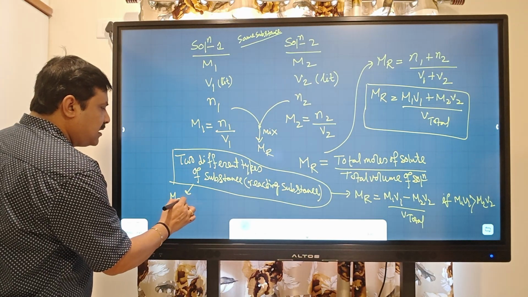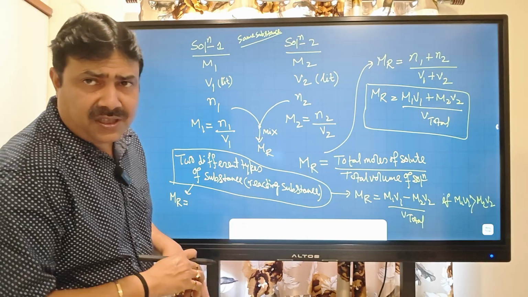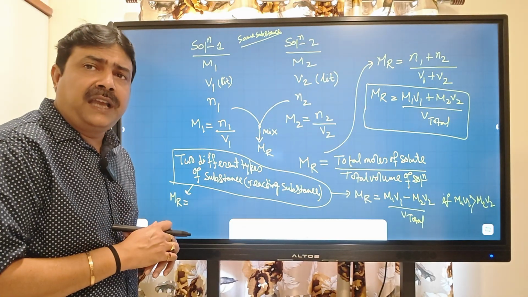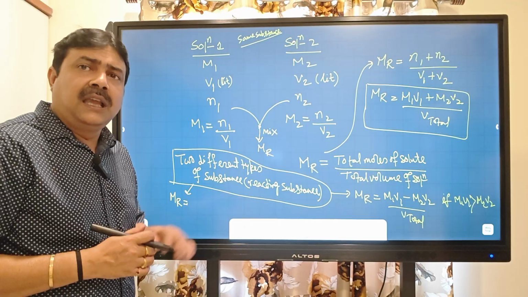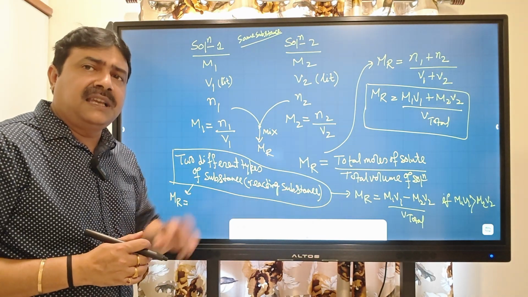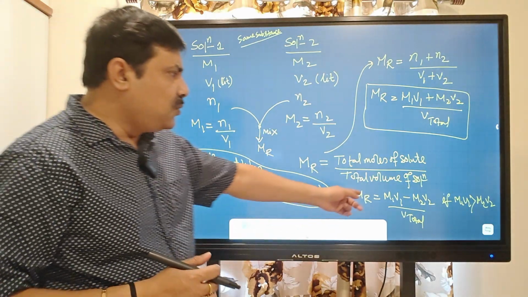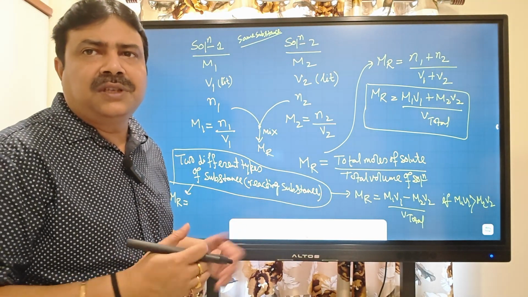possible MR, resultant molarity, like acid and base you are mixing. Based on the situation, overall solution will be acidic if acid is in excess of base. If base is in excess of acid, then overall solution will be basic. And what is that resultant molarity? We can calculate it this way. If acid and base are equal, then solution will be neutral.